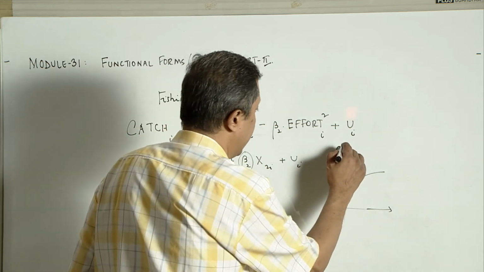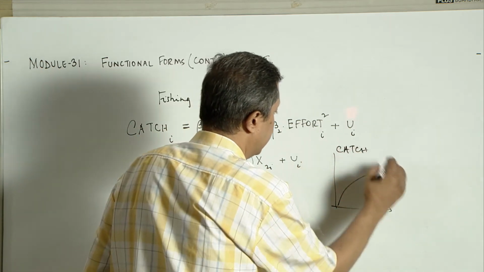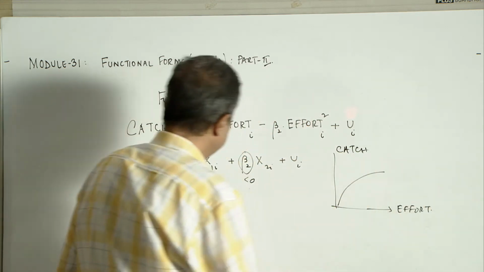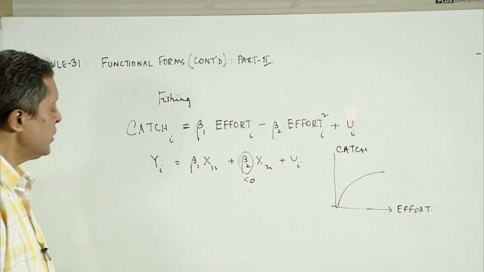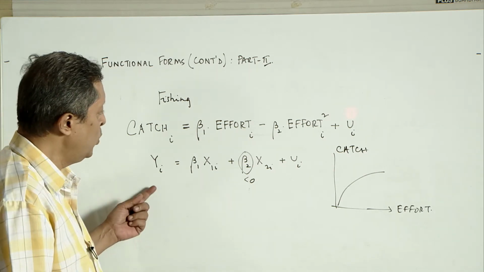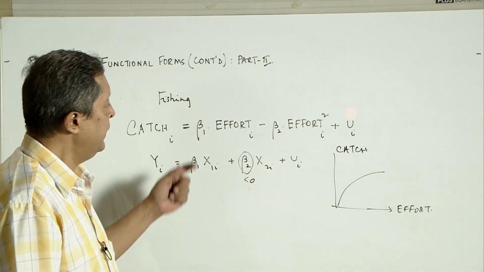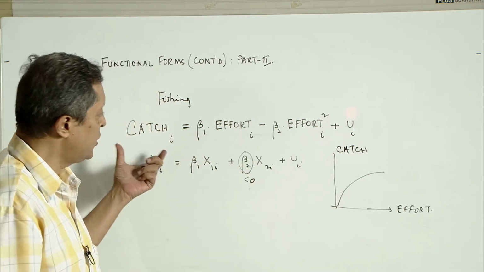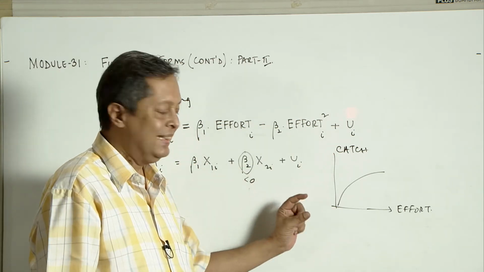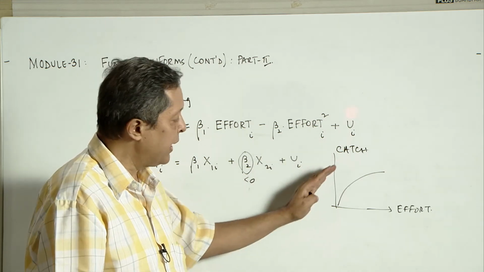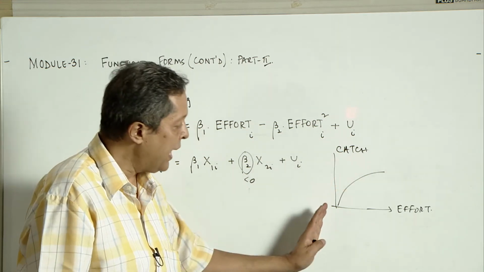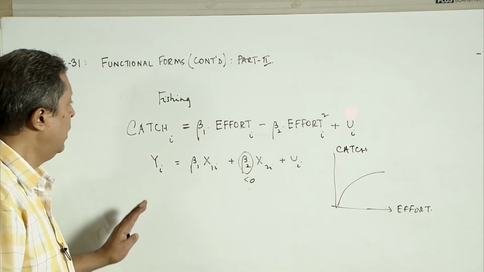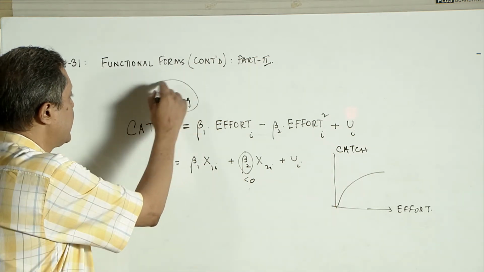So, that is your catch and that is your effort. This shows that with an increase in effort, catch rises, the amount of fish caught rises, but the incremental catch gradually decreases as effort increases. That is a typical portrayal in the fishing industry.